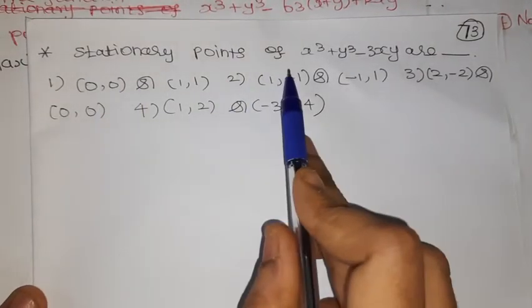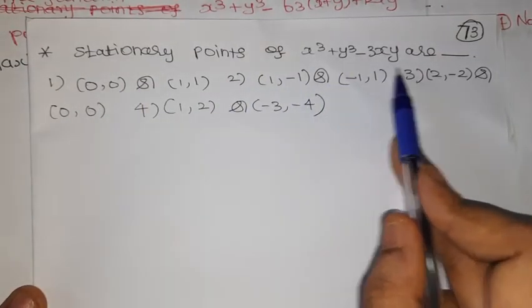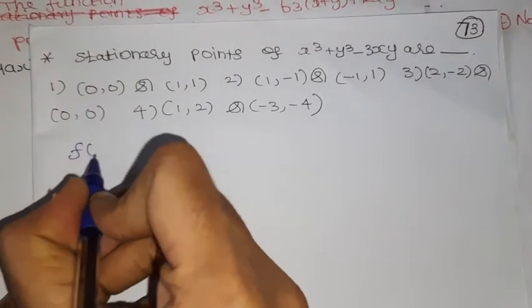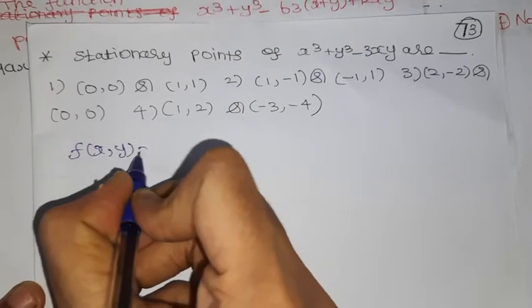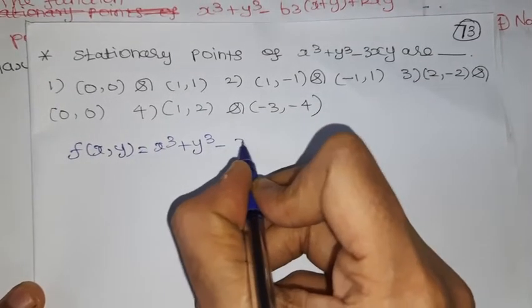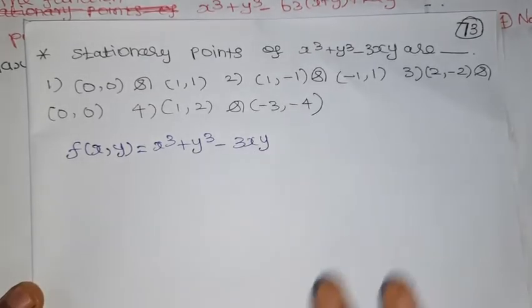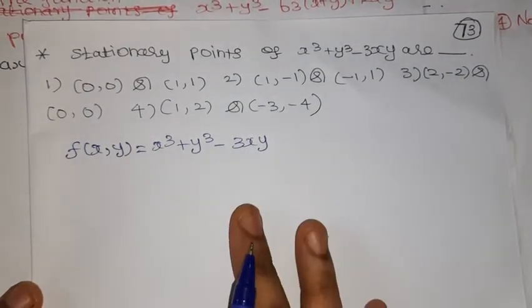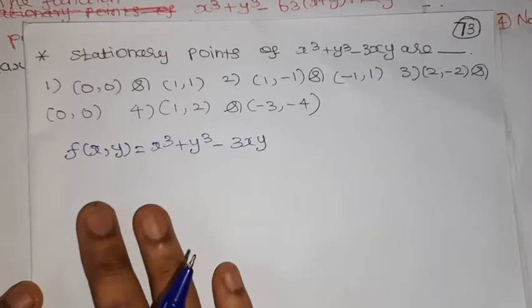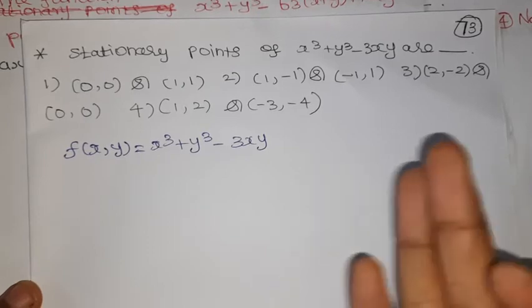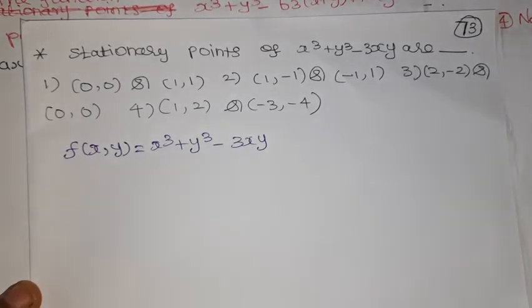So, the stationary points of x cube plus y cube minus 3xy are... So what is the function? The given function is f of x comma y equals x cube plus y cube minus 3xy. We need to find the stationary points for this function. How to find the stationary points? We need to find ∂f/∂x and ∂f/∂y, then equating them to 0, we can find the stationary points.